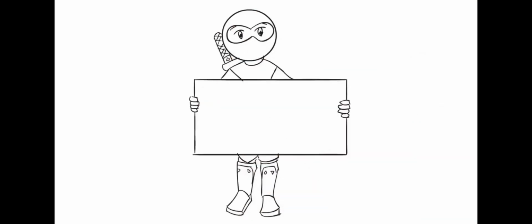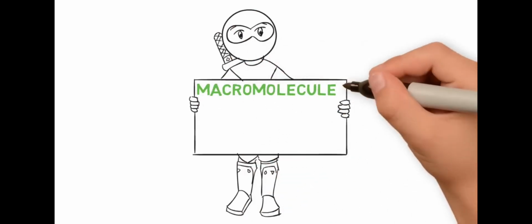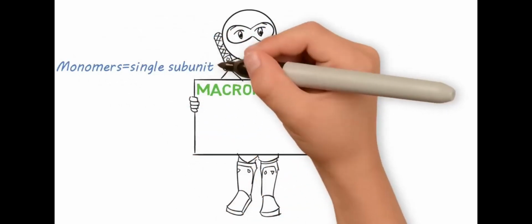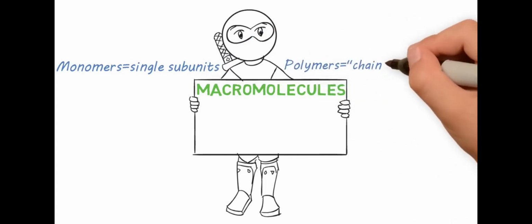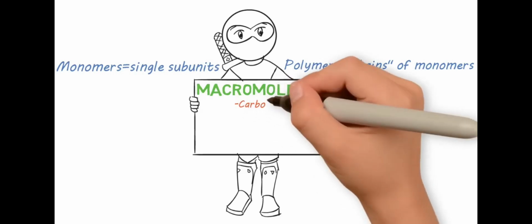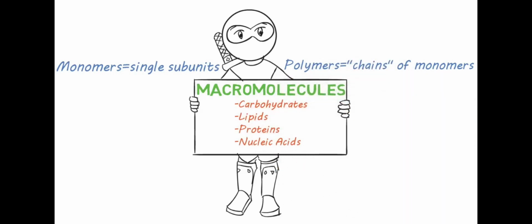Thanks for stopping by. Today we're going to talk about macromolecules. Macromolecules are large structures that make up all living organisms. All macromolecules have small subunits called monomers, which bind together to form larger units called polymers. And there's 4 classes of macromolecules. They have carbohydrates, lipids, proteins, and amino acids, and I'll talk about each of these in turn, starting with carbohydrates.